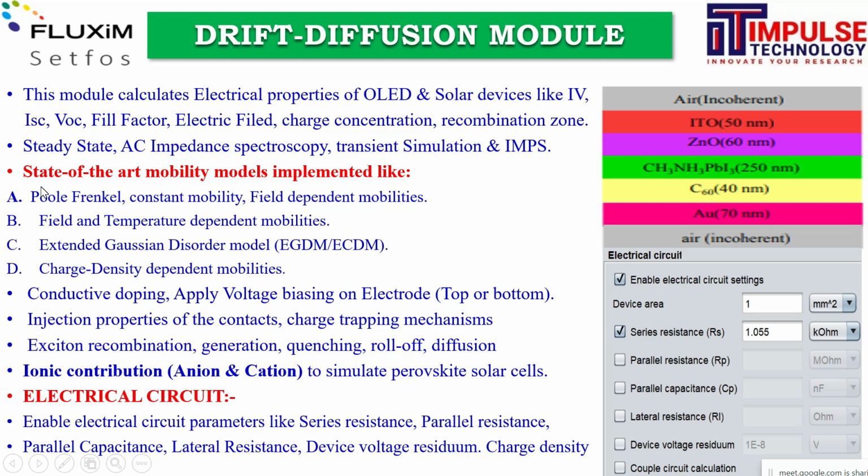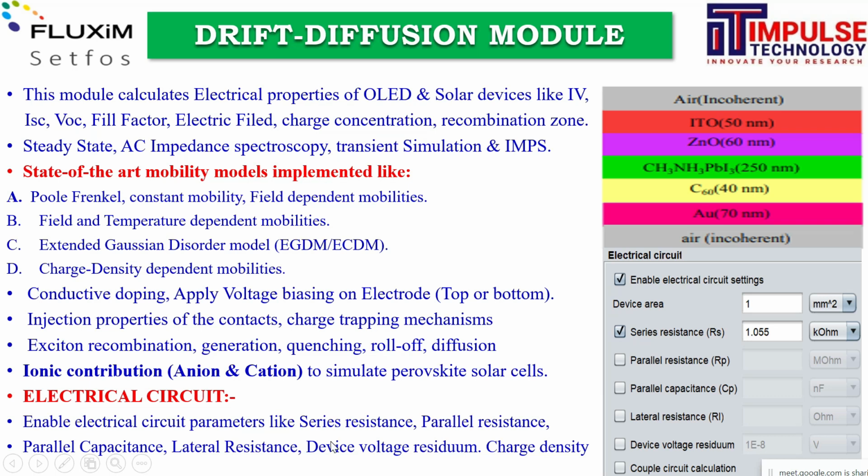Along with that, we have state-of-the-art mobility models: Poole-Frenkel, constant, field dependent, temperature dependent, time dependent, Gaussian, and charge density dependent models, conductive doping, and charge trapping mechanisms. You can apply voltage biasing on the electrodes, top and bottom, using these drift diffusion models, along with injection property of the contact, exciton recombination, generation, quenching, diffusion, and ionic contributions, anions and cations, to simulate perovskite solar cells.